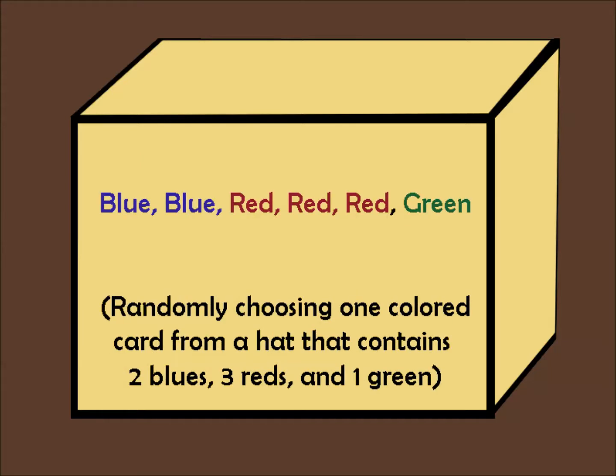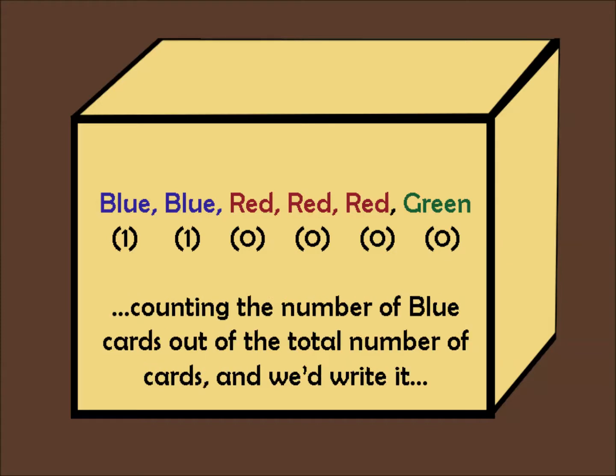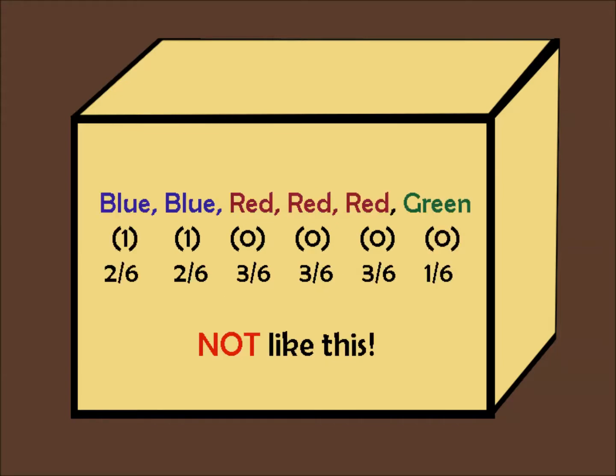We'd just switch that 1 and 0, and we'd get 2/5 for the girls and 3/5 for the boys. Okay, same thing with the blues, the reds, the green cards in the hat. That if we were tallying blues, then there would be 2 blues out of a total of 6 cards, and we would write it. Blue would get the 1 tally, and 2/6 would be the likelihood, and others would be 0 tally, and we would get 4 out of 6, like that. Not like this.